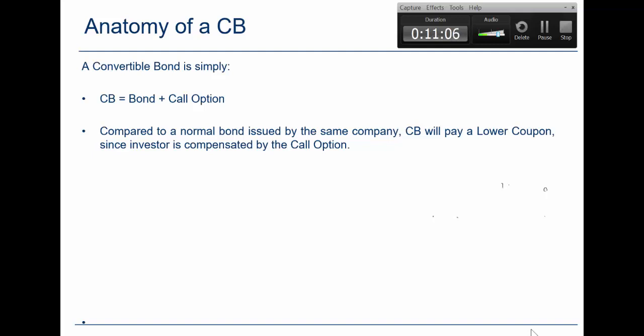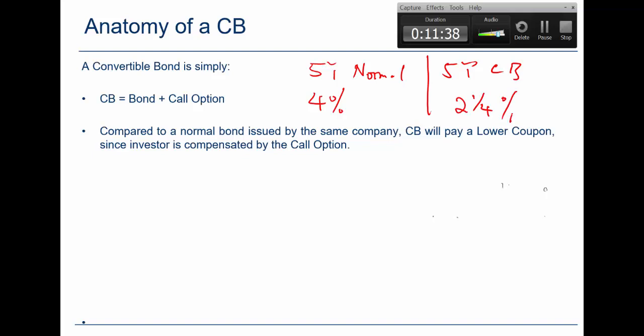So is everyone okay with that? Let's say you buy a normal corporate 5-year bond, and normally for a vanilla bond they would pay you, let's say 4%. It's sometimes called a straight bond. Then a CB may well pay you something substantially less because you are getting something else instead. Okay, so that's the CB.